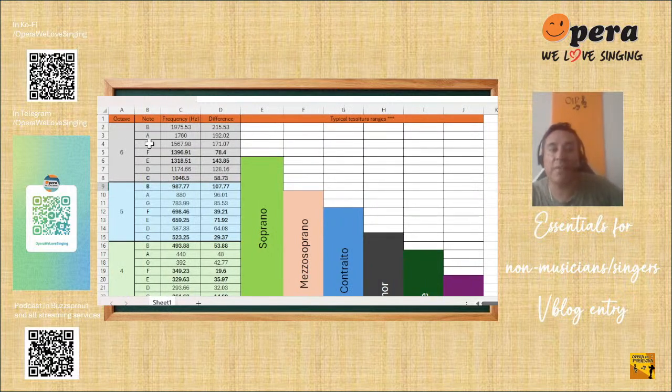So once we have clarified, these little boys here on column B are the names of the notes in descending order: Do, Si, La, Sol, Fa, Mi, Re, Do. You will also notice that we have something called here the octave.